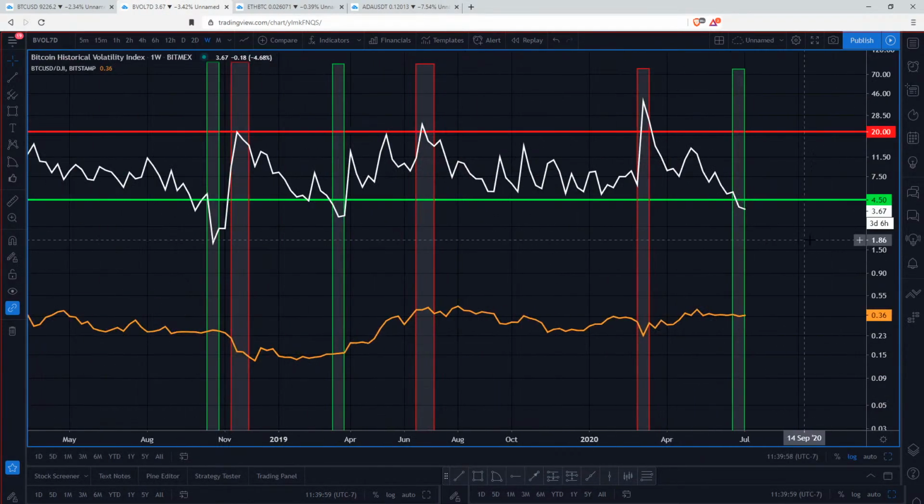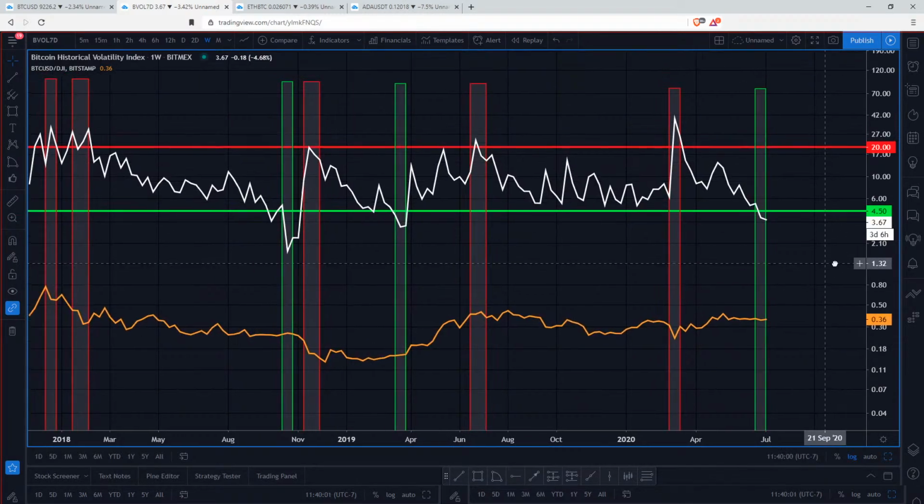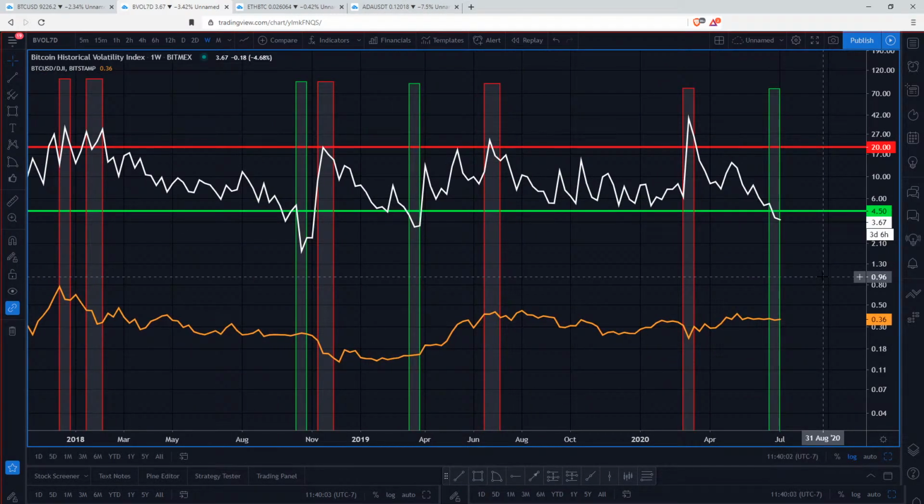And then the volatility is still dropping for BTC, which is what we're looking for because we want to see extreme low volatility in order for us to breed and create extreme high volatility. The last time we had extreme low volatility was in fall of 2018, in which we went from 6K to 3.2K. And the next time we had extreme low volatility, we went from 4.2K to 14K.